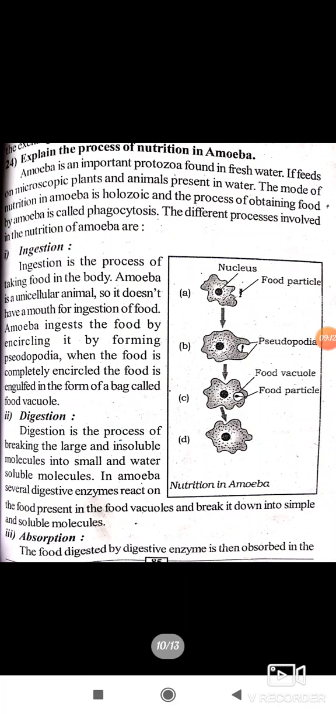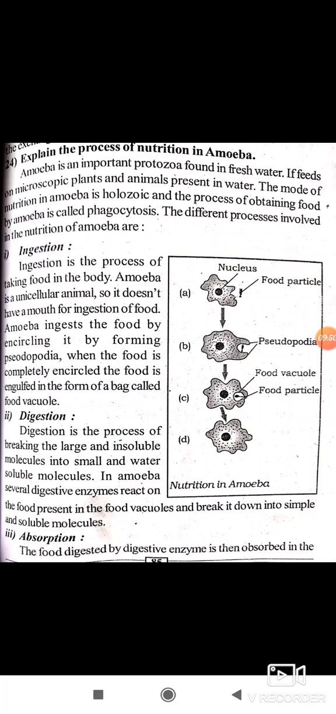And then explain the process of nutrition in amoeba. Very important question. So amoeba is an important protozoan found in fresh water. So it feeds on microscopic plants and animals present in water. The mode of nutrition in amoeba is holozoic, and the process of obtaining food by amoeba is called phagocytosis. The different processes involved in the nutrition of amoeba are ingestion. So ingestion is the process of taking food into the body.